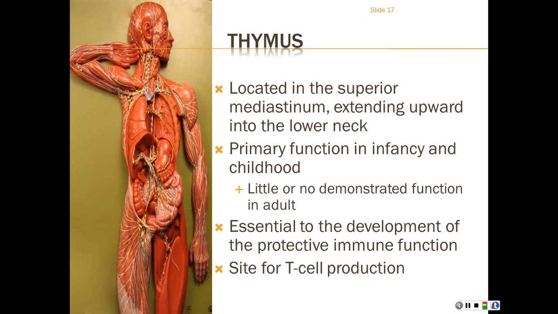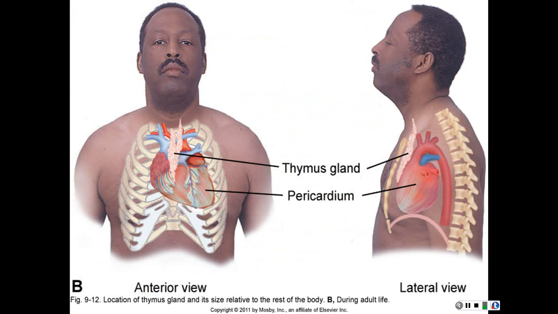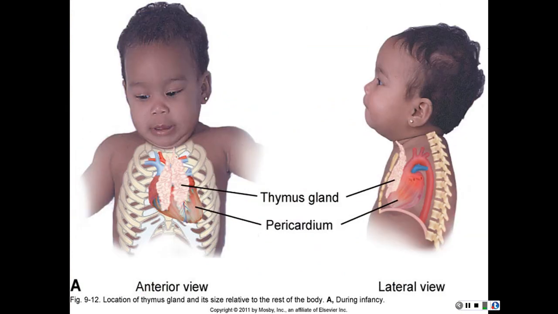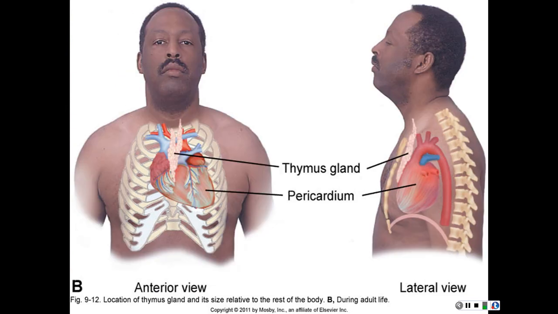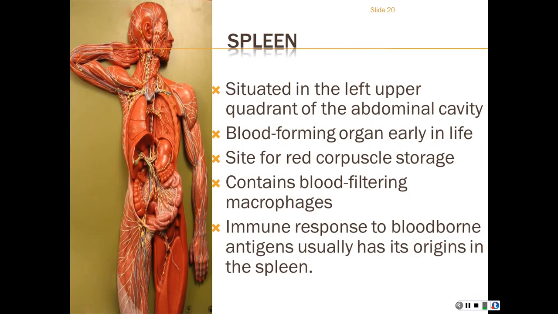The thymus is located in the superior mediastinum, extending upward into the lower neck. Its primary function is in infancy and childhood. It tends to get its maximum weight at puberty, but as an adult, the thymus doesn't have a lot of function in the body. It tends to shrivel up. So here's a picture of where the thymus is on an adult, and look how big it is on a child compared to the rest of it. On the adult, it tends to atrophy, but on a child it can extend up into the neck.